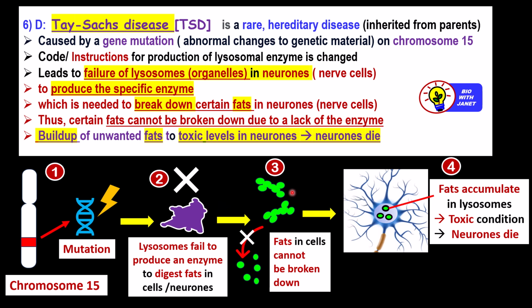Next, the fats in the cells cannot be digested, they cannot be broken down to smaller components, so they will accumulate in the lysosomes where they are supposed to be digested. But they're not digested, so they accumulate in the lysosomes and cause a toxic condition that causes the neurons to die.